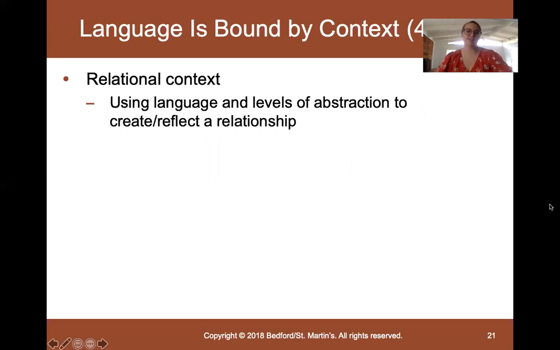Relational contexts. So, using language and levels of abstraction to create and reflect relationships. We're probably more okay using more abstract language with people that we know better, because we can assume those people would know what we mean, right?